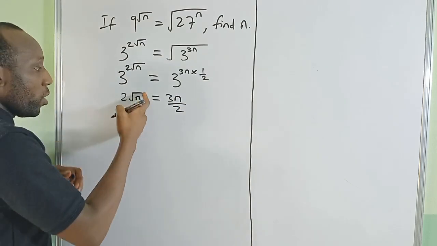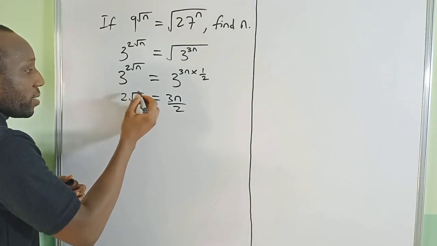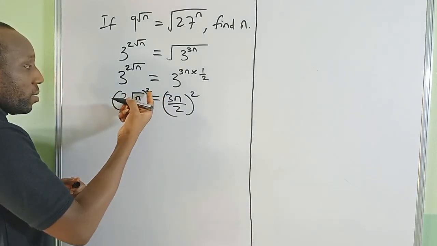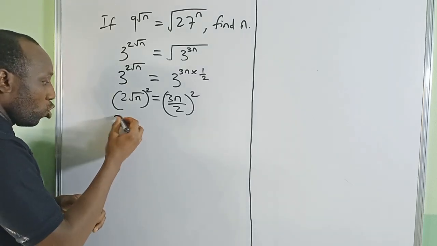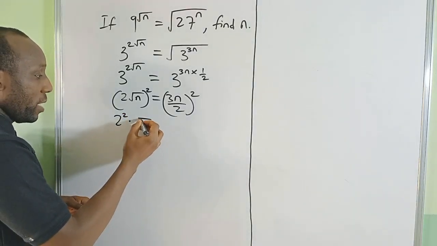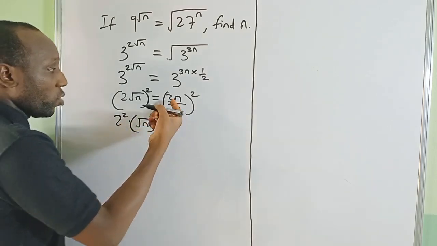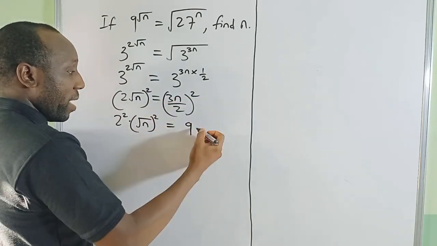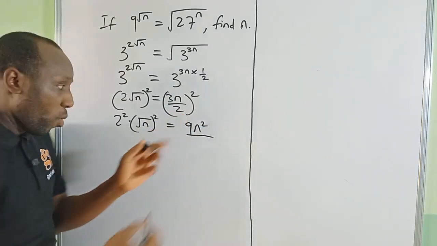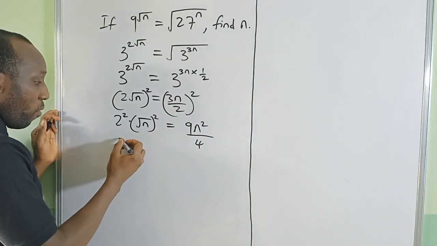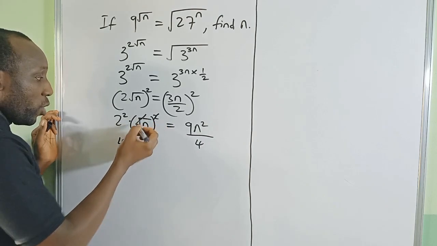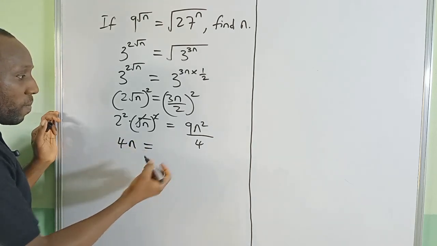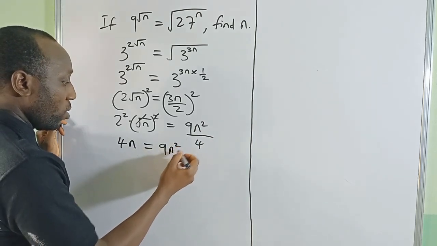But here we have the square root of n. What do we do to get rid of this square root? I'm going to square both sides. So let's apply the square to both sides. Now, this is affecting both 2 and root n. So that's 2 squared times root n squared is equal to, what about this now? This square is affecting 3n and 2. That will be 9. 3 squared is 9. Then you have n squared over 4, not 2, but 4. So if you do this will be 4. Then this square root will get rid of this. The square will get rid of the square root. So that would be 4n, which is equal to 9n squared over 4.